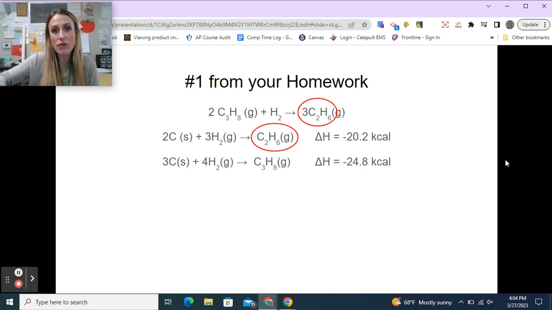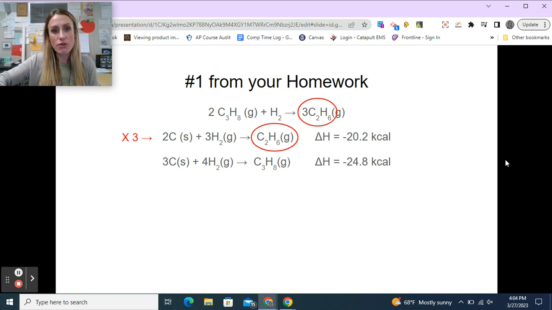I have 3 in my overall equation, but I have 1 in my chemical reaction where I know the delta H. So the thing that I'm going to have to do here is multiply this thing through by 3. And so that means I multiply everything through by 3. I'm going to multiply that coefficient of 2 by 3, that's in front of the carbon. I'm going to multiply 3 times 3 in front of the hydrogen.